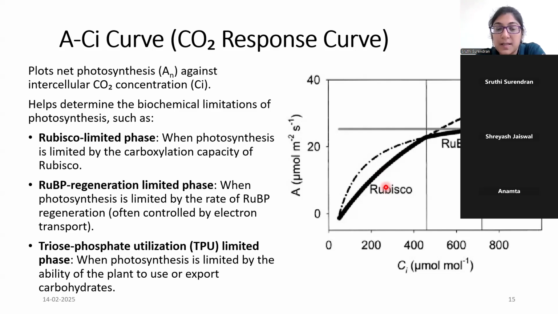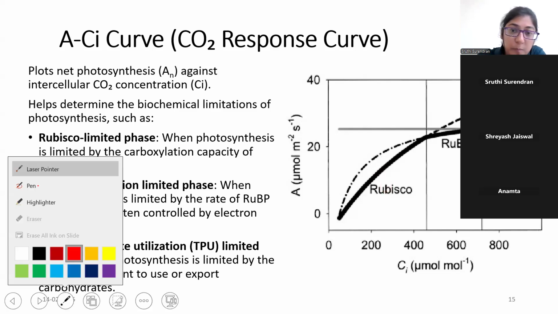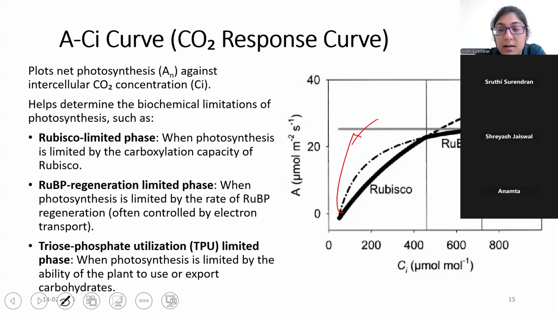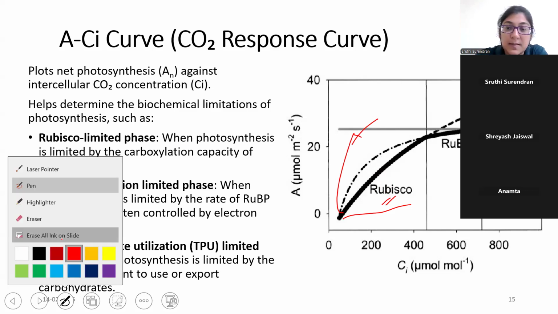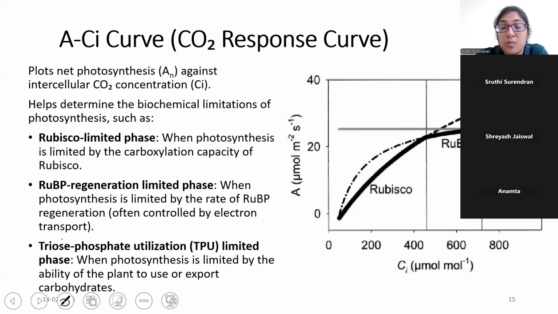Rubisco limited phase means, if we look at the increase or decrease, if the slope is high, we can say that Rubisco is doing fast carboxylation. If the slope is very low, we can say that carbon dioxide is being fixed at a very low rate. That is probably because Rubisco is not catalyzing that reaction sufficiently. So from this part of the curve, we can get how Rubisco is being a limiting factor to the photosynthetic process or assimilation rate.